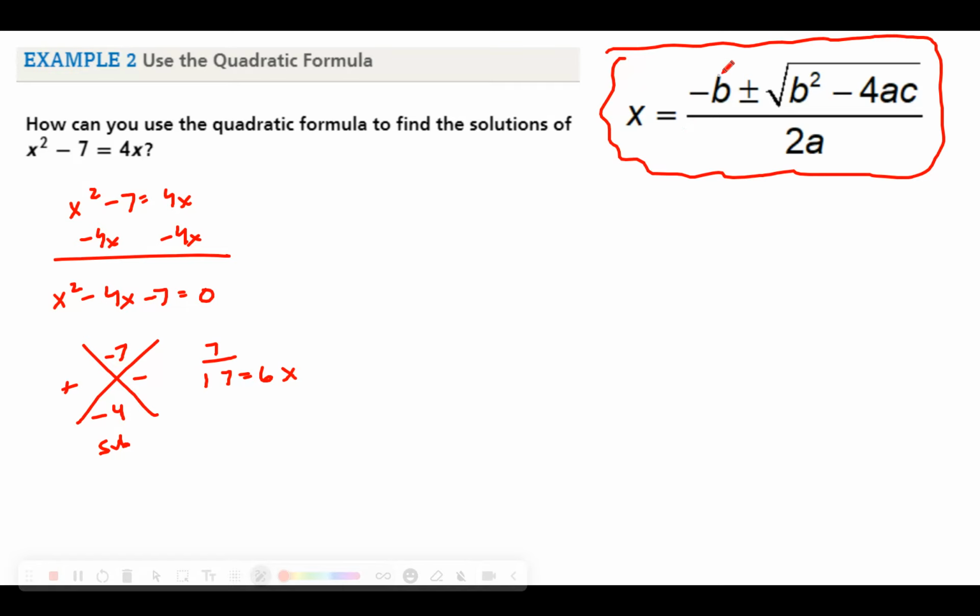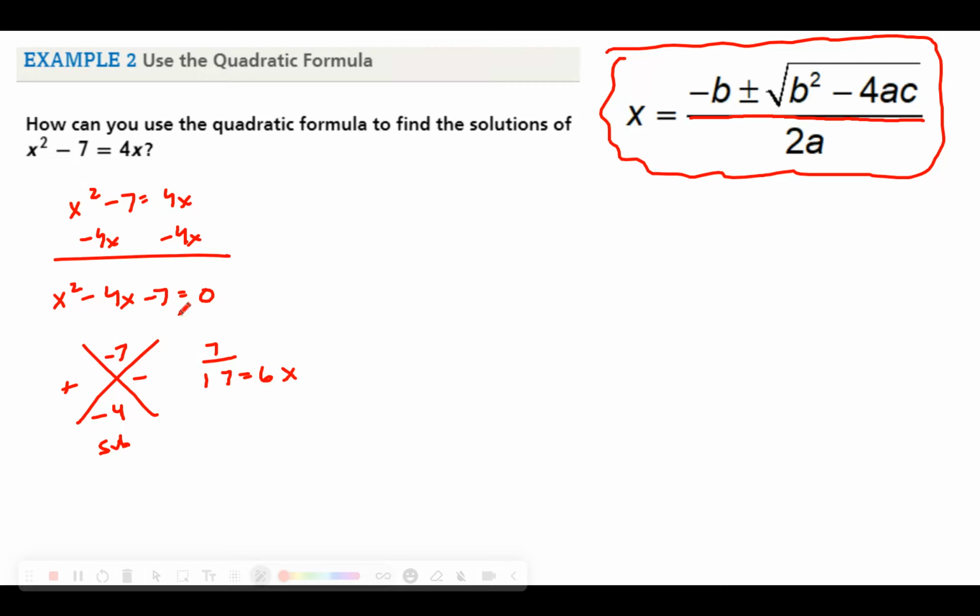x equals negative b plus or minus the square root of b squared minus 4ac, all over 2a. Notice that this fraction part goes all the way across. A lot of people want to cut it short underneath the square root. No, it goes all the way across.